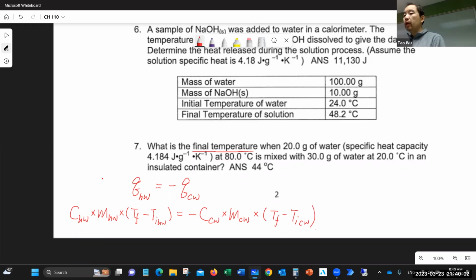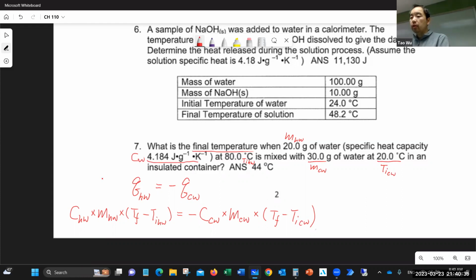So let's see what we have. This is the mass of the hot water. This is the initial temperature of the hot water. The 30 is the mass of the cold water. 20 is the initial temperature of the cold water. And we also have the specific heat of water.